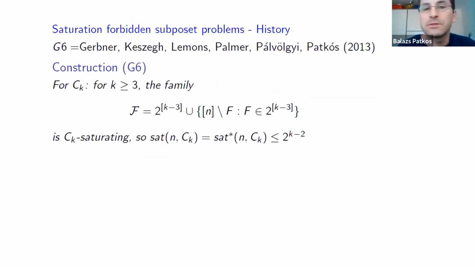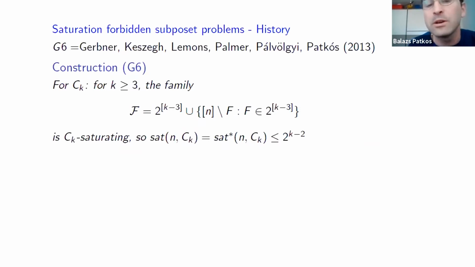And okay, so a little bit of history of this problem. It's not very long. Seven years ago appeared our first paper together with Dániel Gerbner, Balázs Patkós, Nathan Lemons, Cory Palmer, and Dömötör Pálvölgyi. And what we noticed there, well, of course, we started with chains because those are the simplest posets, and anyhow, the extremal question was settled first for the chains as well. So why not consider those?